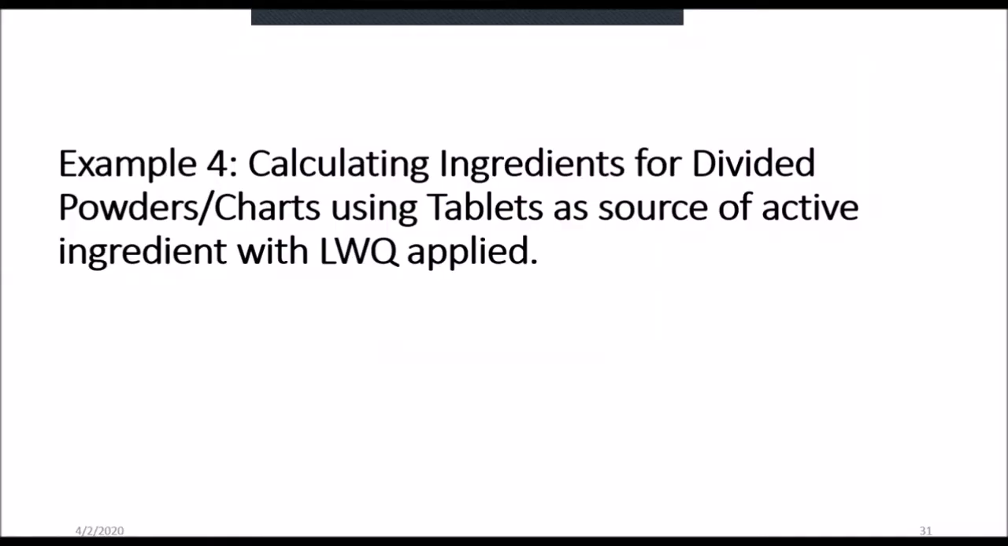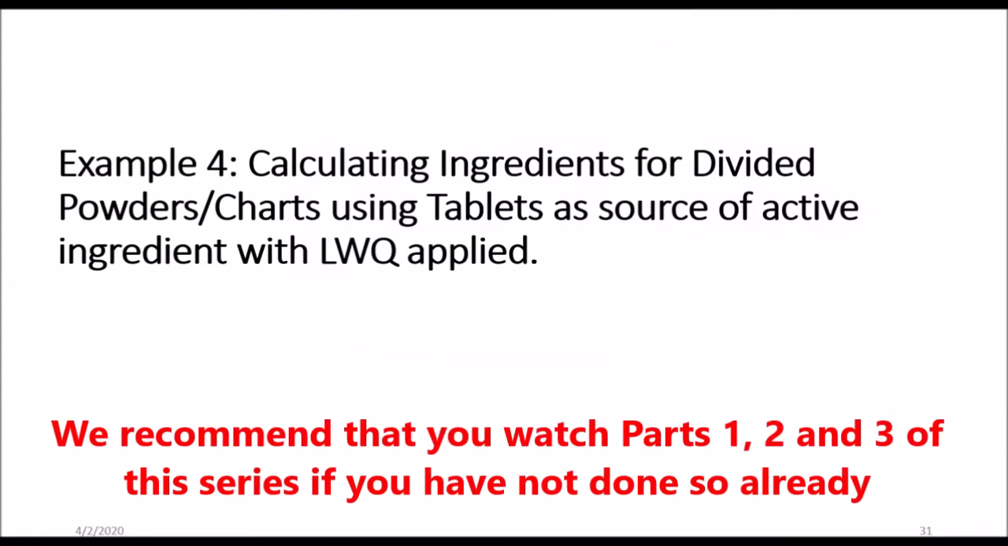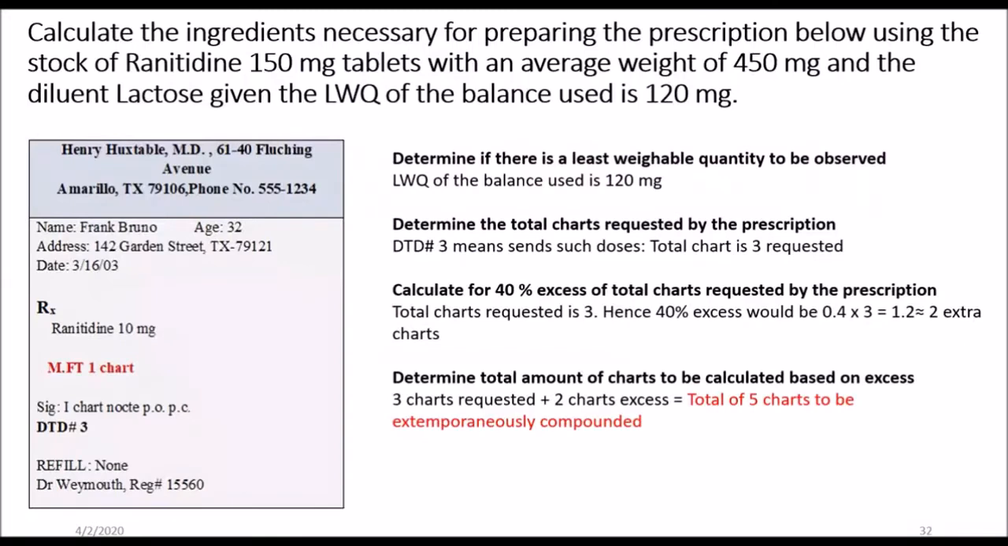Welcome back, students. We are at example 4. We are going to calculate ingredients for the divided powders or charts using tablets as a source of ingredients. We had used pure powders, we have used triturates, and now we're going to be using tablets as a source of active ingredients.